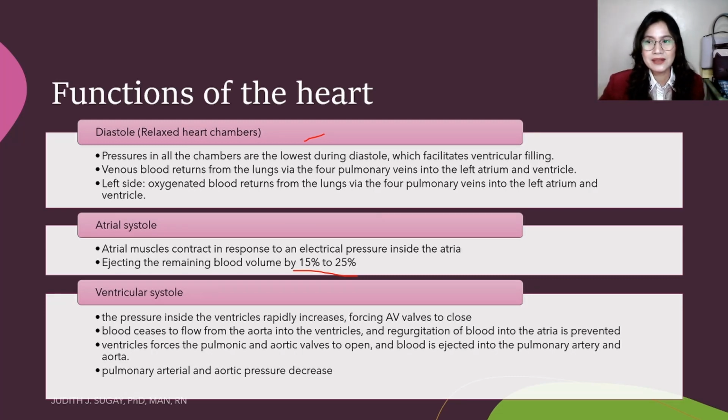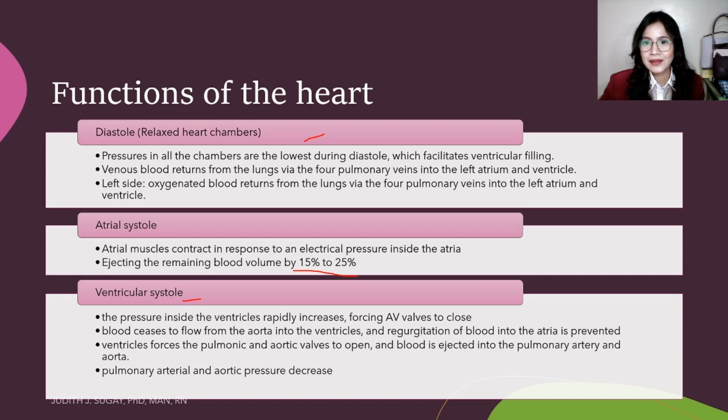Ventricular systole begins in response to the propagated electrical impulse that began in the sinoatrial node some milliseconds earlier. At the beginning of ventricular systole, the pressure inside the ventricles rapidly increases, forcing the AV valves to close. As a result, blood ceases to flow from the atria into the ventricles. And with that, we can prevent regurgitation, or the backflow of blood into the atria. We don't like that.